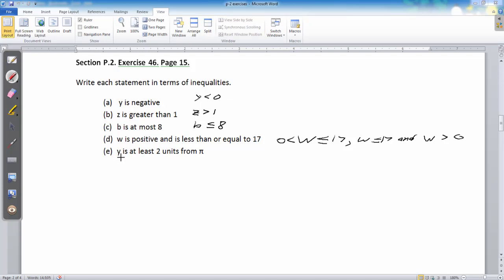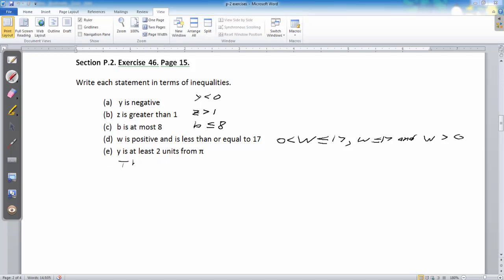Because math is all about quantifying the way you think on paper. Because once you can put it on paper, you can improve it. Improve the process. So, let's think about this. If Paul is y and Harry is pi, Paul is at least 2 units, we'll call it feet, from Harry. I don't want to be that close to Harry. Well, that means the distance between Paul and Harry is at least 2 units. Well, I can work that out.